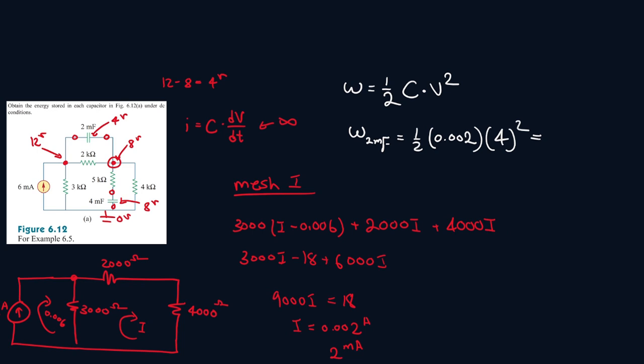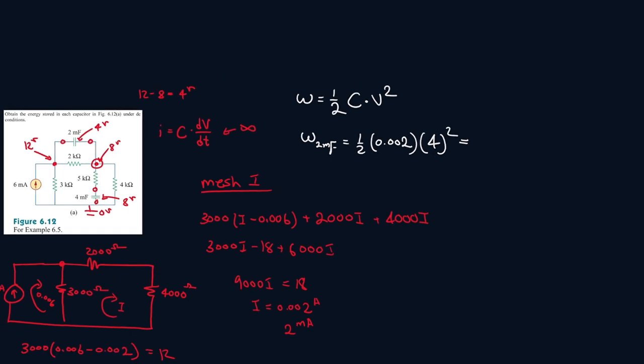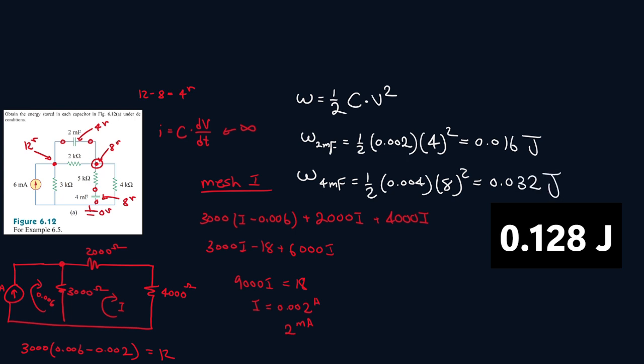And that gives me, hold on, that gives me 0.016 joules. And for the 4 millifarad capacitor, it'll be 1/2 times 0.004 times 8 squared. So that gives me 0.032 joules. So those are your final answers.